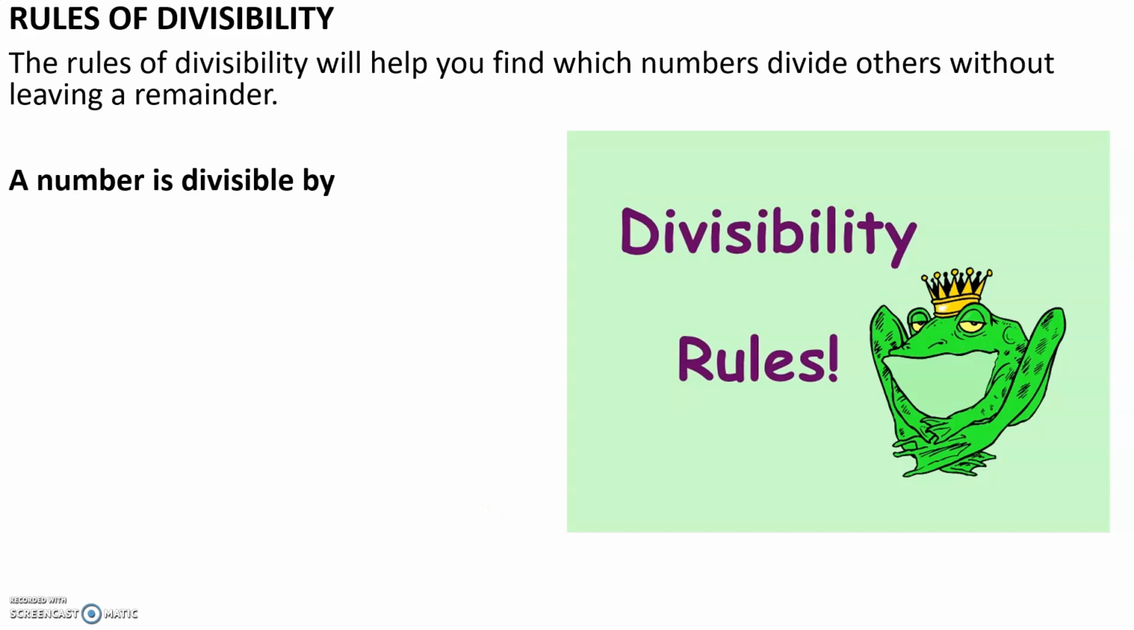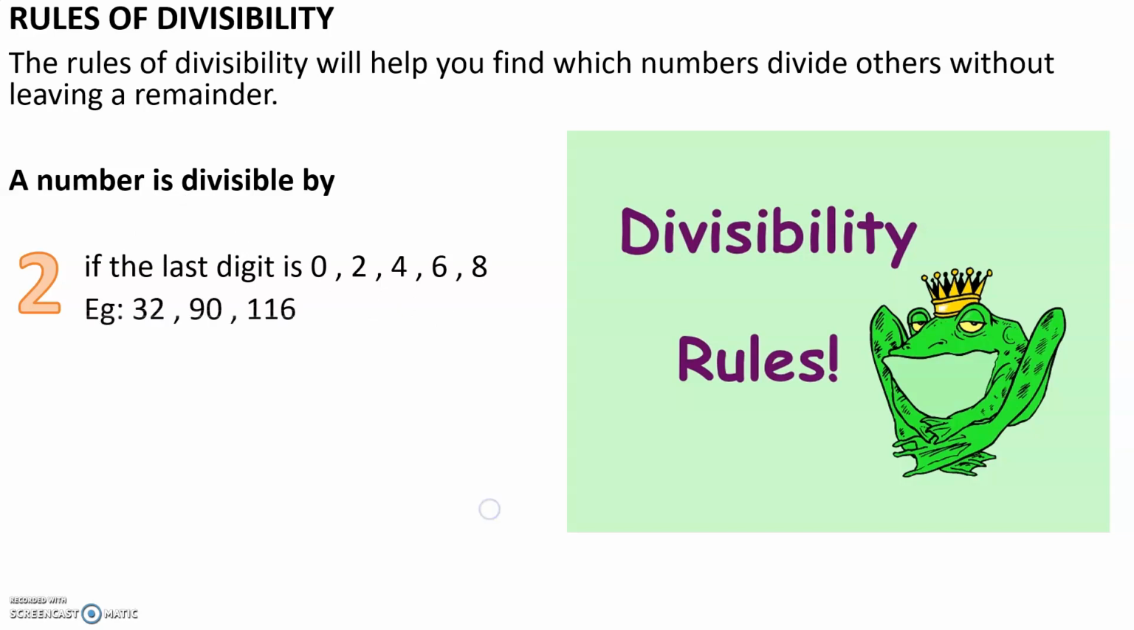A number is divisible by 2 if the last digit is 0, 2, 4, 6 or 8. Example, see here, 32 has last digit 2, then 90 has last digit 0, 116 has last digit 6. So when any of these digits comes in the last place, that number is divisible by 2.